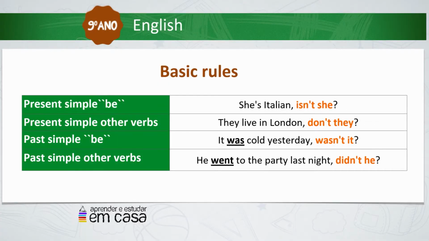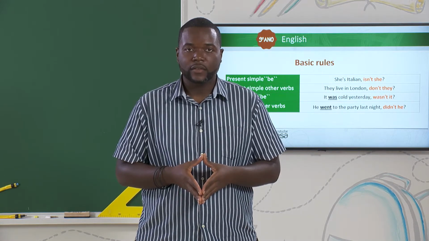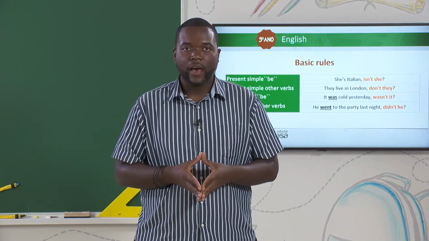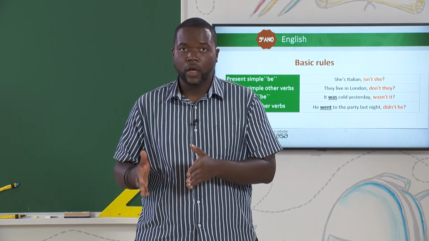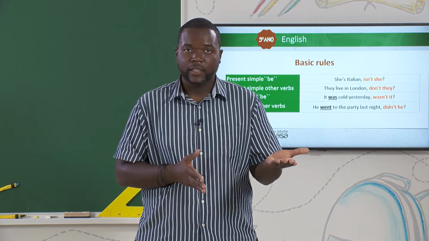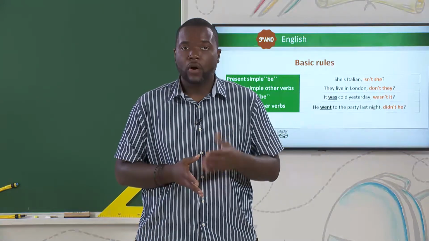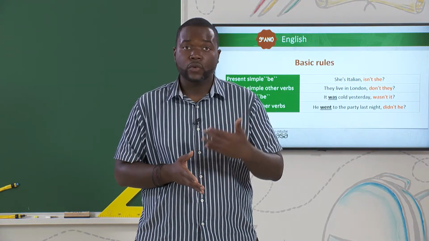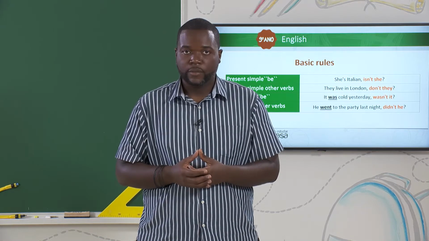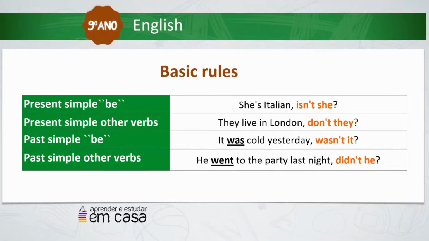The present simple with other verbs. They live in London, don't they? Students, what you have here is a different use of the present simple. In the first clause, you have the verb live. They live in London. This is a statement. And in the second clause, you have the negative. What do you use? We didn't use the verb to be. We used the auxiliary verb to do in the negative. Don't they, to ask for confirmation. Let's see the next rule.